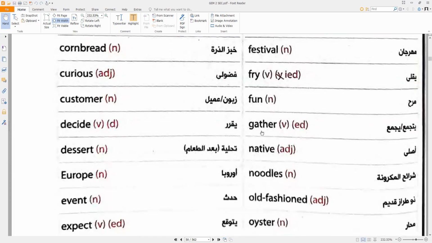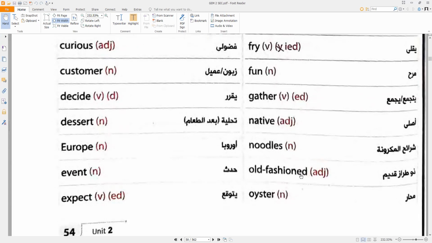Fried, fun, gather, native. In this meaning, we can use genuine. Genuine, yeah, the same meaning. But if you use native as a noun, native people, we can use locals. Noodles. Of course, you like noodles. Yeah, I like noodles too. But there is a phrase or idiom when I say use your noodles. Of course, I don't mean that you eat your noodles. No, I mean use your noodles. Yeah, use your brain.